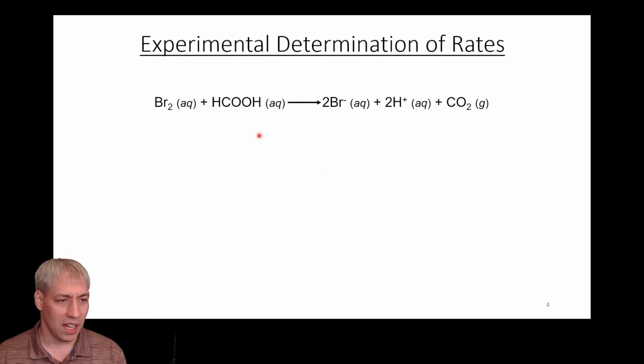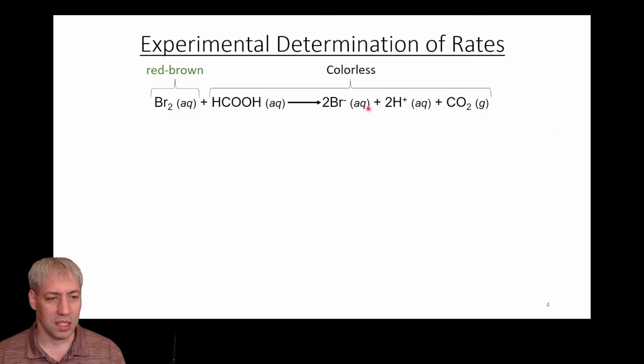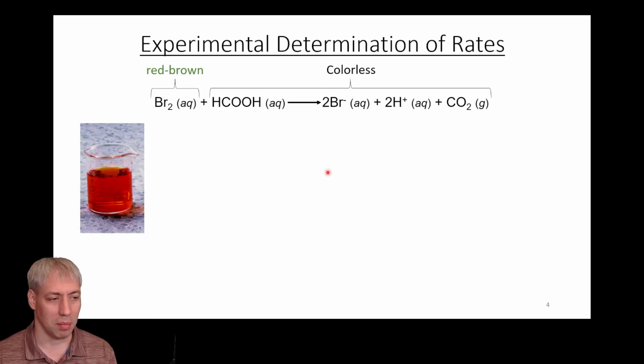And so let's take a reaction right here, just as an example. We'll combine Br2 with formic acid to give you Br minus, H plus, and CO2. The reason we're choosing this reaction is because Br2 is a colored species and all these guys are colorless. And that makes it really convenient because it allows us to measure how this reaction progresses simply by color.